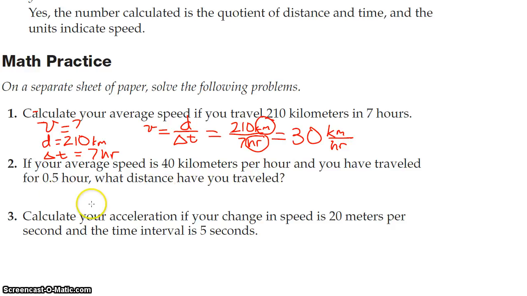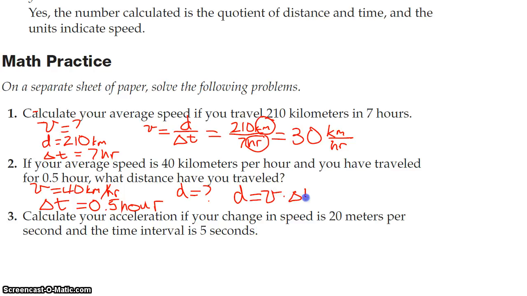On to number 2. In this case, we're actually given the velocity already, and it's 40 kilometers per hour. And we know we've traveled for a length of time of 0.5 hours. And the question is, what distance have we traveled? So in this case, the equation for this is going to be just a rearrangement of velocity equals distance divided by change in time. So it's going to be distance equals velocity times change in time.